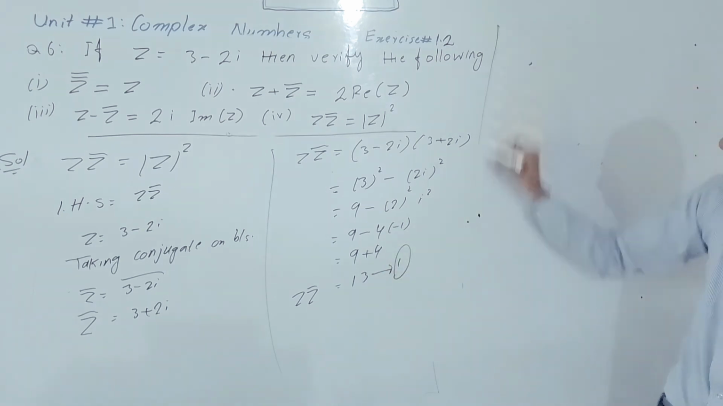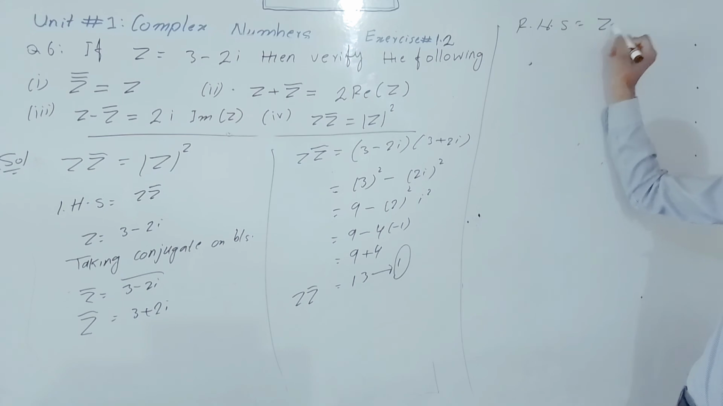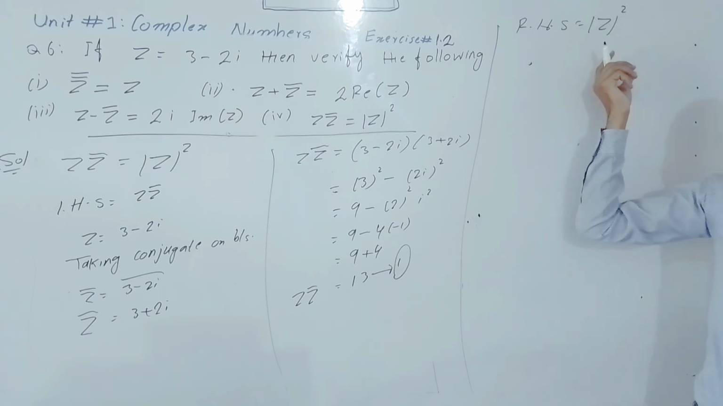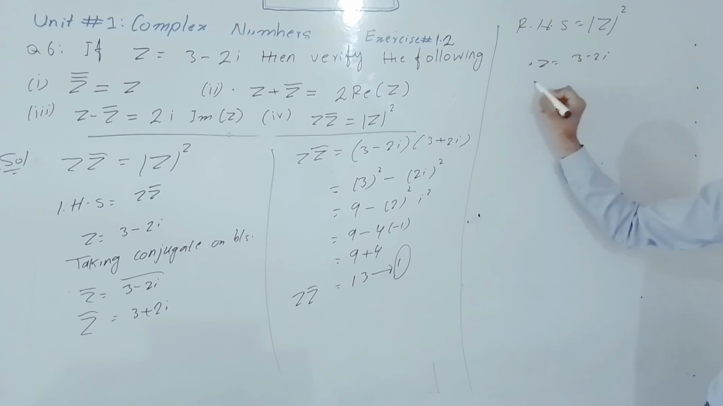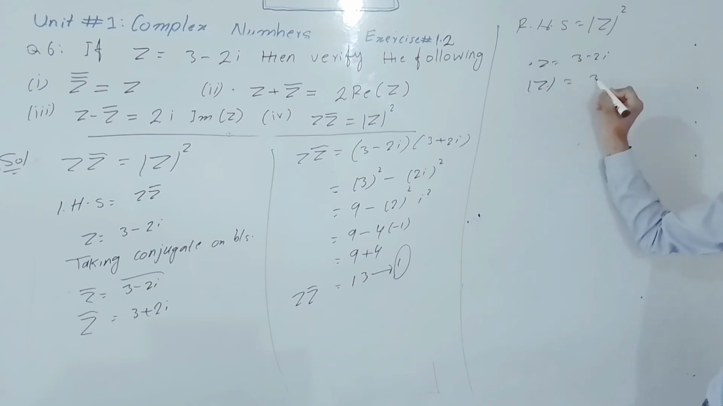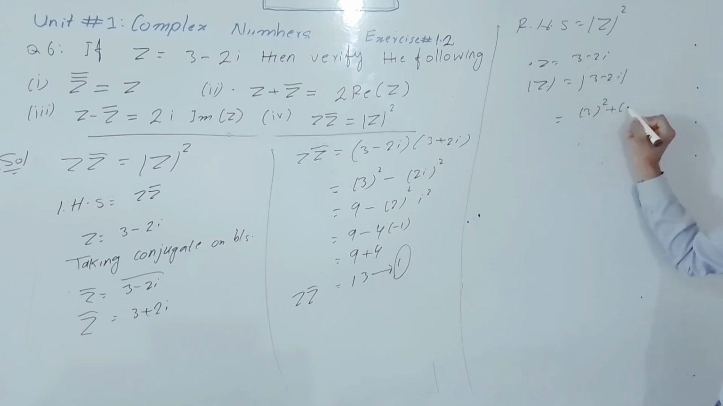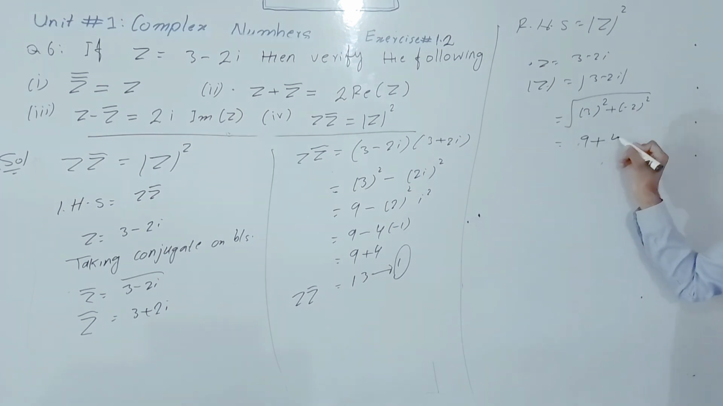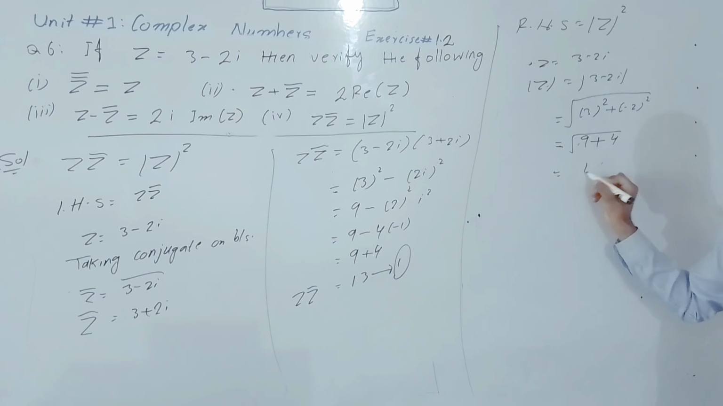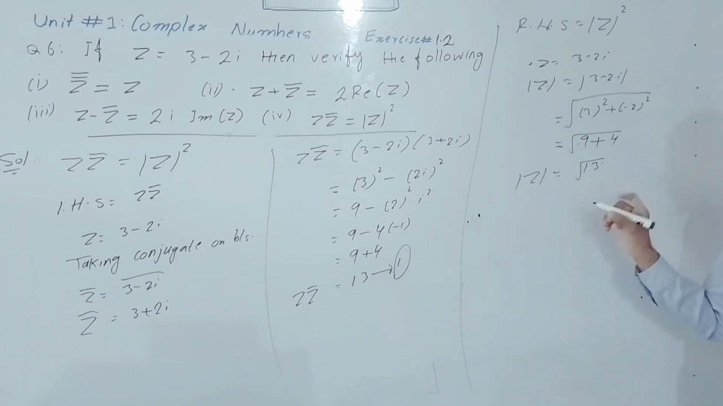Next, right hand side is equal to z mod whole square. So z is equal to 3 minus 2i. Mod of z is equal to mod of 3 minus 2i, which is equal to the square root of 3 square plus minus 2 whole square, which is equal to 9 plus 4, 13. Z mod is equal to under root of 13.